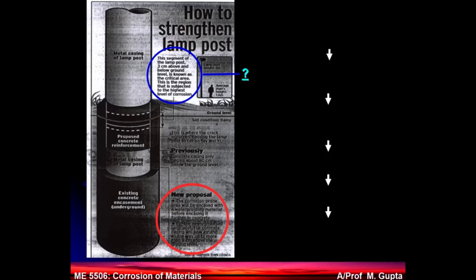3 centimeters. What reminds you of 3 centimeters? From the lecture notes. Waterline corrosion. Difference in the oxygen concentration.